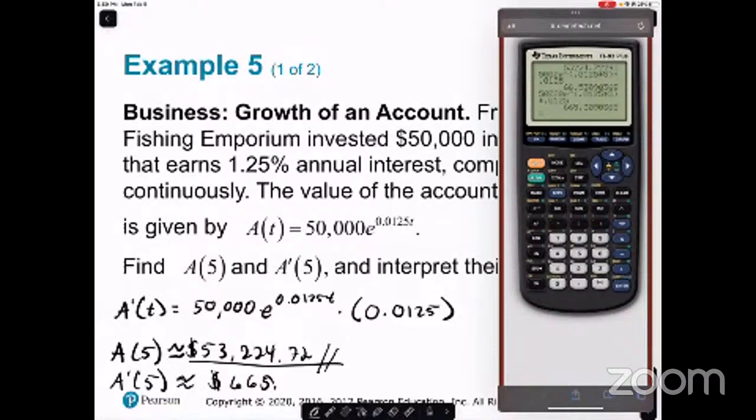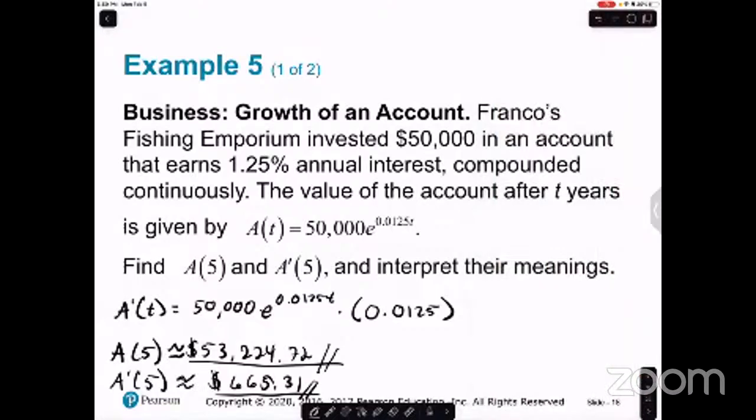Yeah, initially I typed it in the calculator wrong. That's why that number seemed weird. That makes more sense, right? Because it's almost $700 a year. But that's the rate of change at 5 years. It's going to change each year, but it's an approximation. Okay, it feels better.